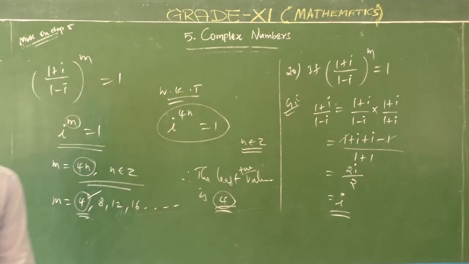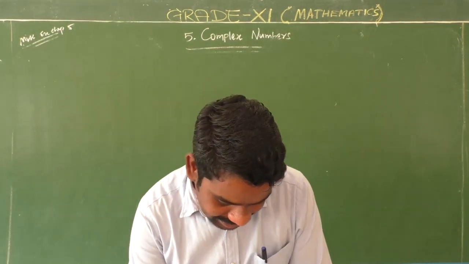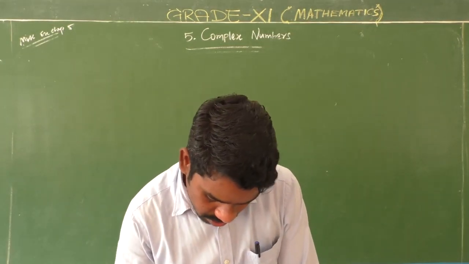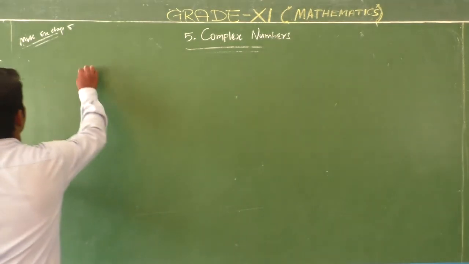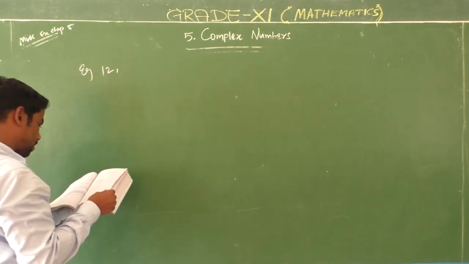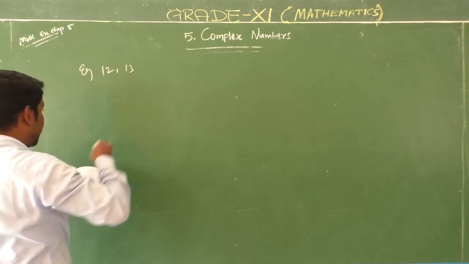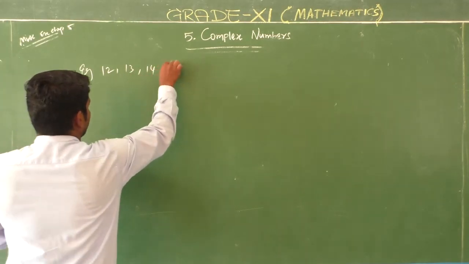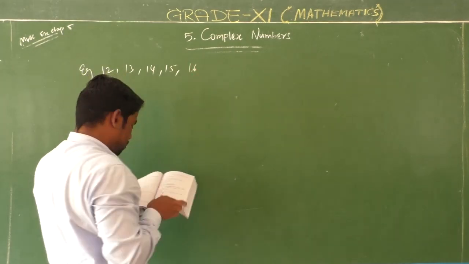Right. Next question. Miscellaneous exercise is over. Next, examples 12, 13, 14, 15 and 16 are all homework.